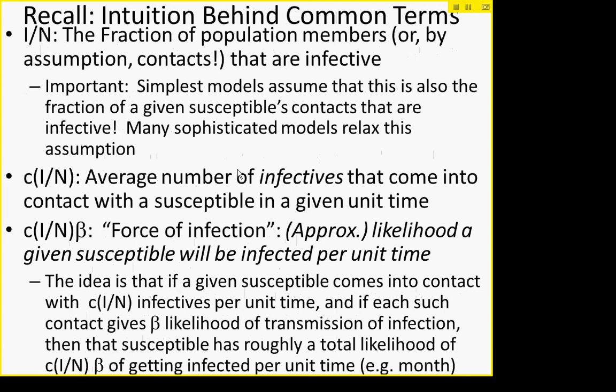So we reflected on the fact that I over N is just the fraction of the population that's infected, N here being, for example, S plus I plus R. In this case, if there's zero immigration, it's a constant. We might just indicate it as N. And then C times I over N, what does that represent intuitively? This term here, what does that represent?